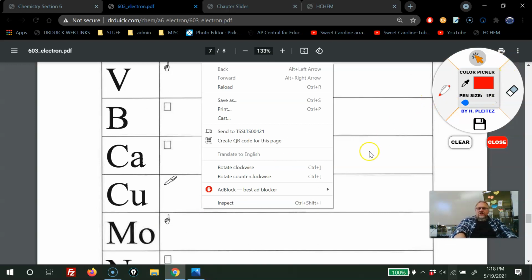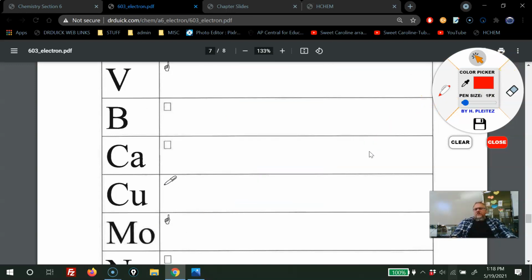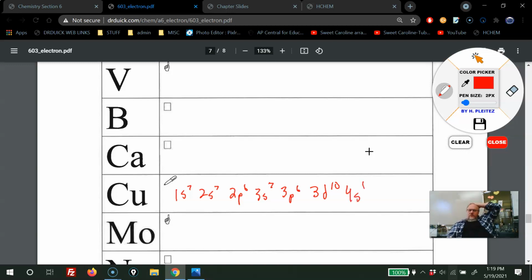So if I was to write the configuration for copper, based on what we know, it is 1s2, 2s2, 2p6, 3s2, 3p6, right? And then it's what? 3d10, 4s1. That's one of the ones we just did, right? So that kind of shows you how you would do this, okay? Because at this point, it's just practicing and it makes sense to you, right? That's it.